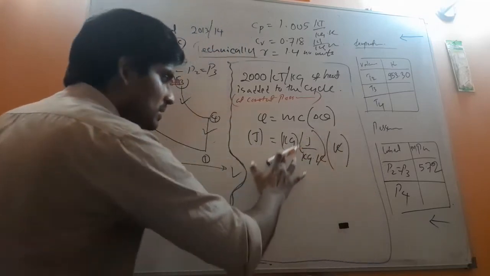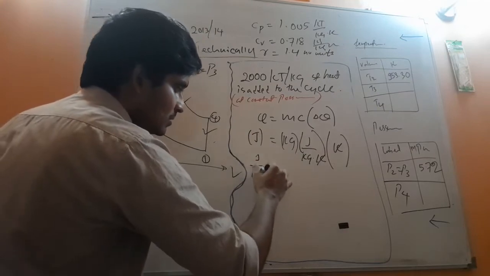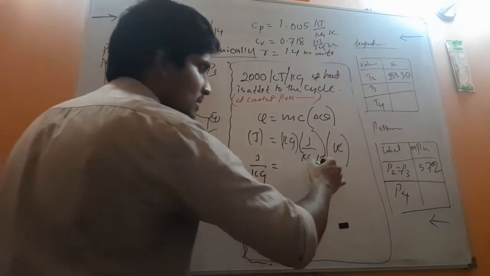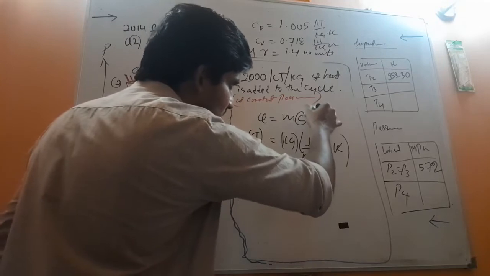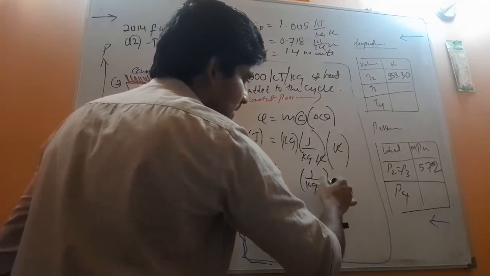If you are going to put this kilogram to the other side, it will be joules per kilogram. So what is the unit of this constant C? Joules per kilogram per Kelvin. So that is how it comes.